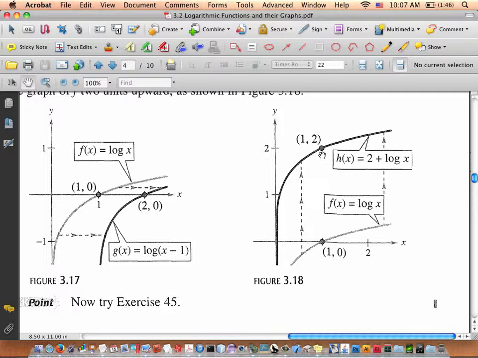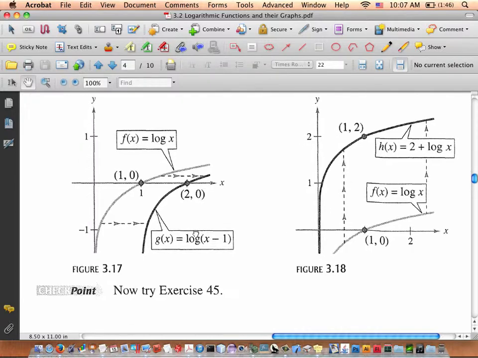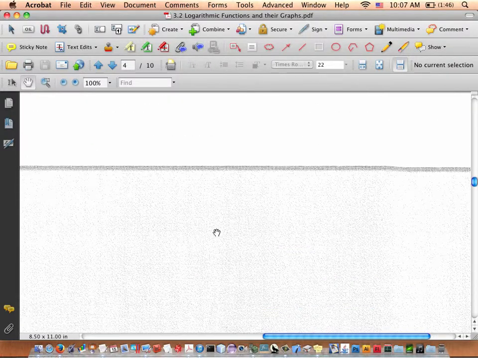And that's why we study key points, by the way, Abby. Key points help us graph the functions when we transform them. Okay? Does that make sense?